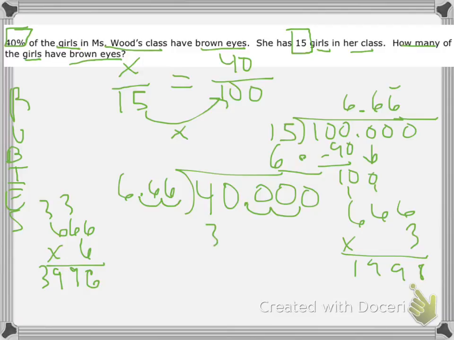And then 6 times 666 is 3,996. When I subtract, I'm going to be left with just 4. I bring down my 0. And 666 goes into 40 0 times. So my answer is 6. X is equal to 6.